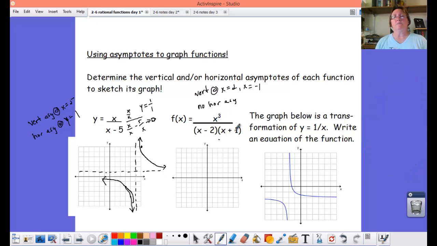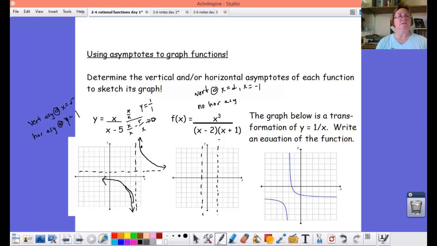The degree on top is bigger than the degree on the bottom. This does not then, because the degree on the bottom would be 2 powers of x. No horizontal asymptote. Vertical asymptotes will happen at 2 and at -1. So let's sketch those in. Those are our vertical lines of avoidance. And I have got to tell you the truth, I don't know on this one. I'm not sure what it's going to look like.